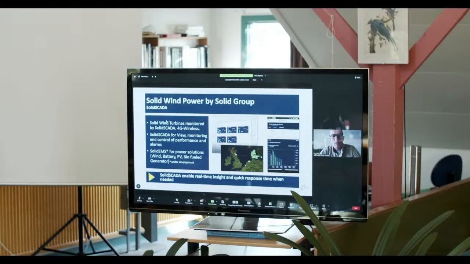All our turbines are supervised by a SCADA solution, supervised control and data acquisition, and we call that our solid SCADA. We do have various license levels, starting from end user, giving the user the right to view the live performance of the turbine. We are able, from our headquarters in Skjern, to monitor all our deployed turbines.